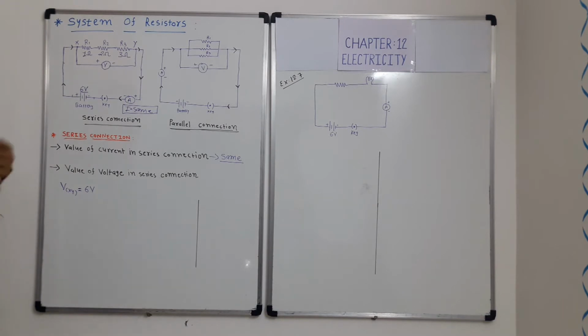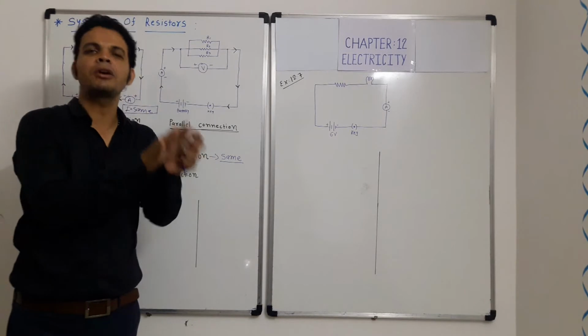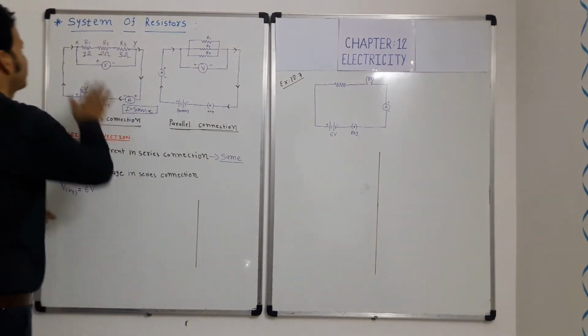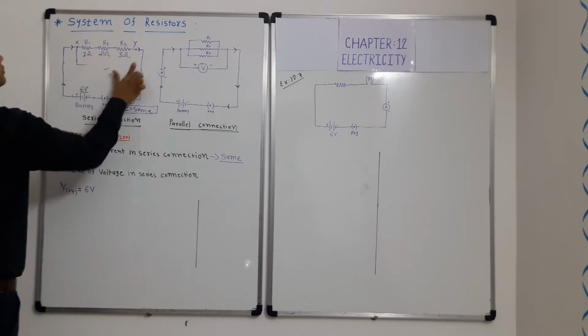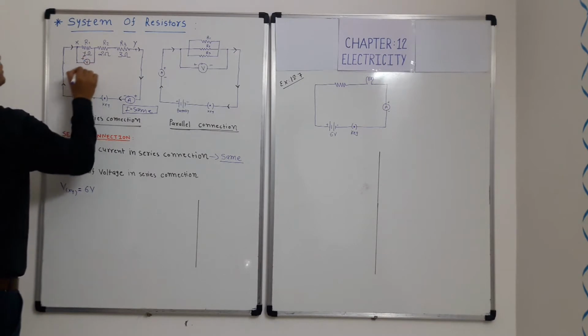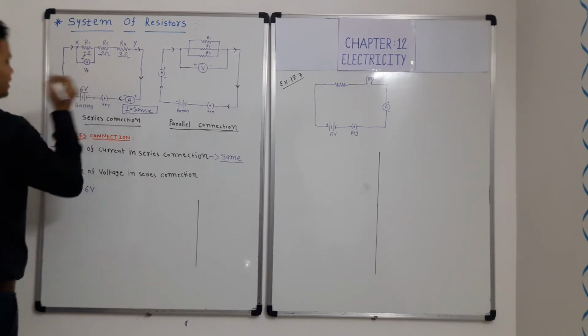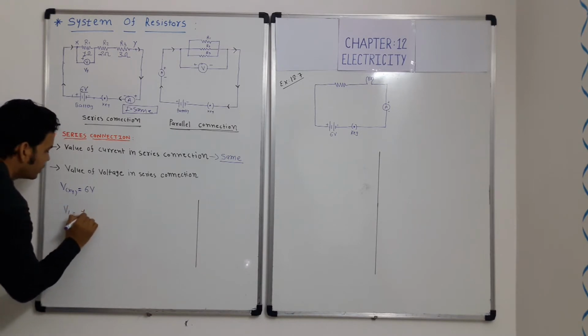Okay. Now what I am doing, I am connecting the voltmeter across each of the resistances, that means across R1, across R2 and across R3. So first of all, let's say I am connecting it across R1, plus minus, and the value of voltage here, V1, which I am getting is equal to 1 volt.